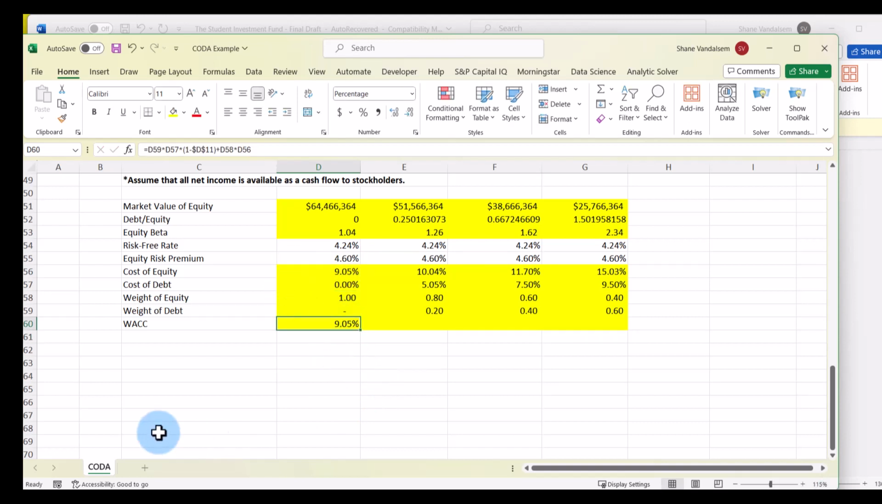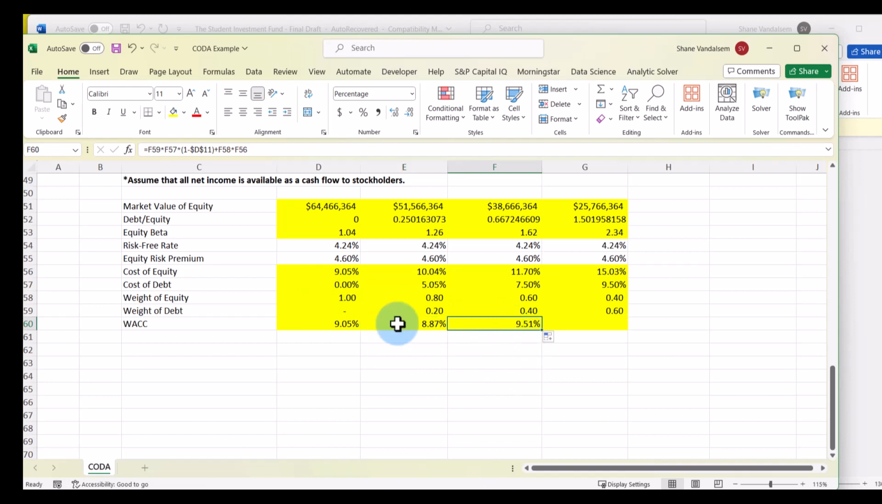So currently, without debt, we would estimate that the weighted average cost of capital for CODA is 9.05%. If the firm takes on a little bit of debt, we see that we actually reduce the weighted average cost of capital, even though the cost of debt is greater than zero and the cost of equity increases, because we're offsetting the higher cost of equity with a lower cost of debt. That will actually decrease the weighted average cost of capital at this level of debt.